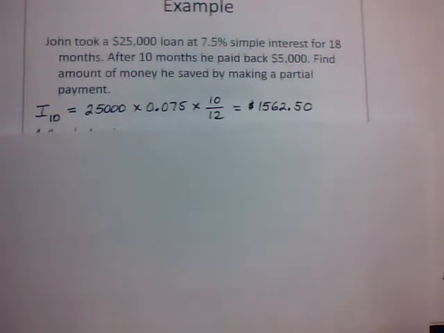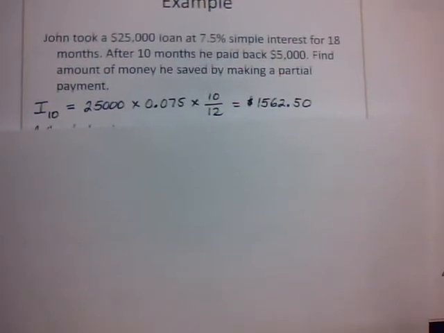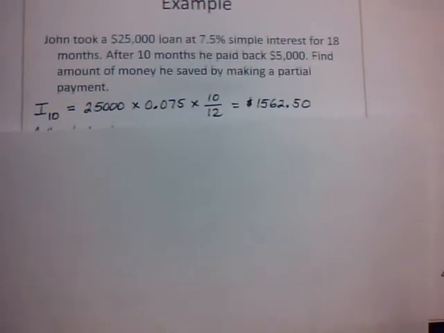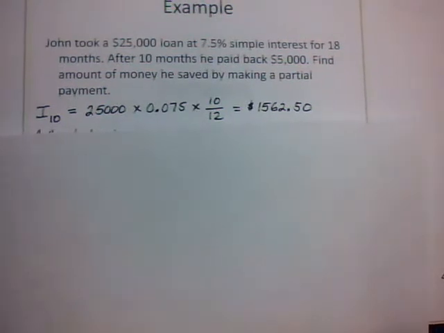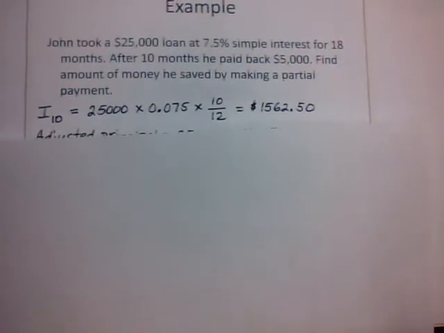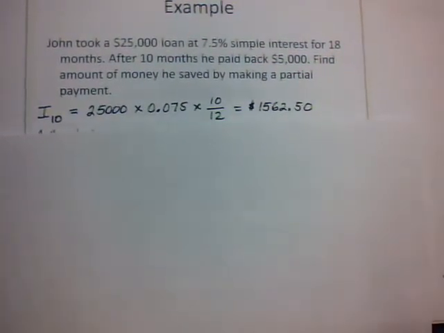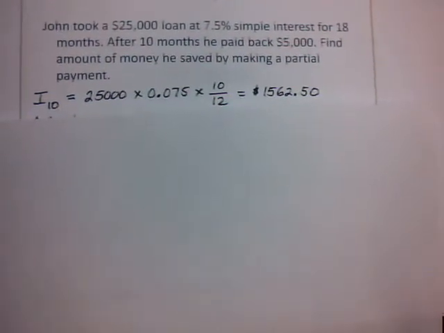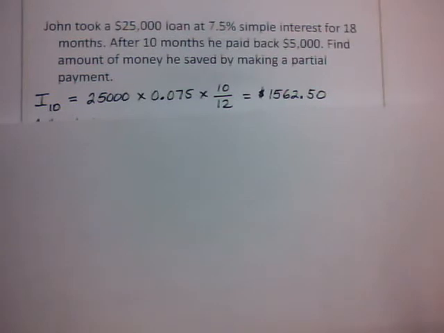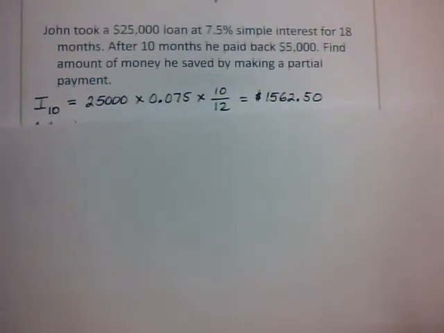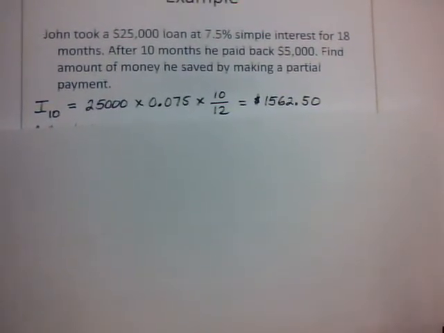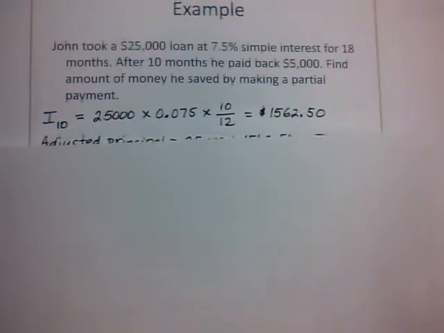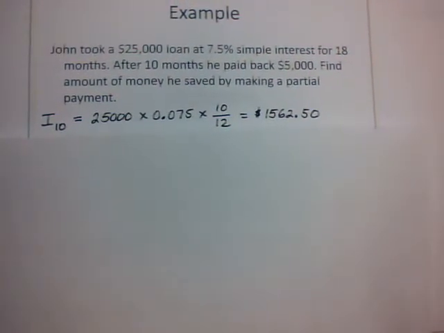That's going to be multiplied by 7.5%, which is 0.075, multiplied by 10 over 12, because it's given in months, so we have to convert that to a fractional part of a year by dividing by 12. So when we multiply that, you'll get $1,562.50. That's the interest after the first 10 months.